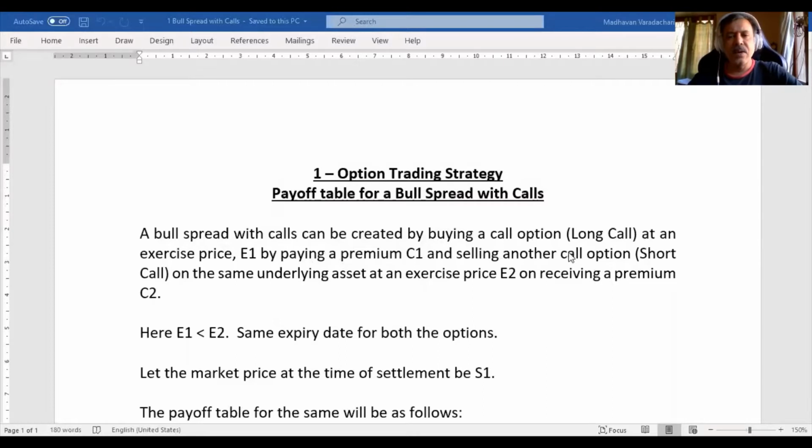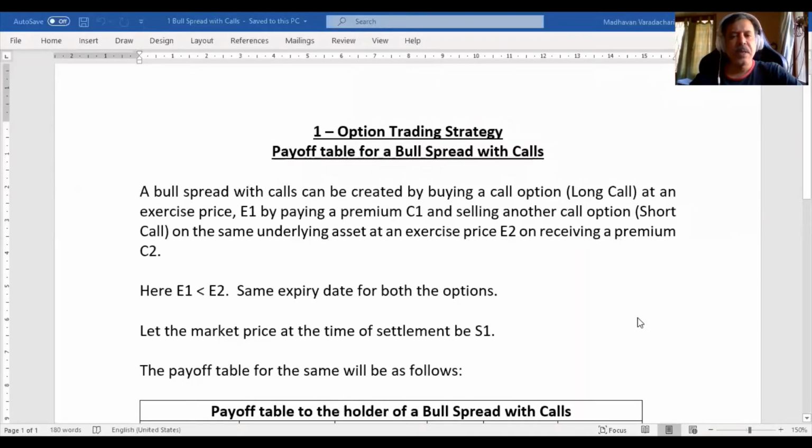And selling another call option, since it is selling, we call it a short call on the same underlying asset. This underlying asset can be stocks or any other commodity. At an exercise price E2, on receiving, since we are selling here, we are receiving the premium. Earlier we were buying, so we were paying the premium. So when you buy something, you pay. When you sell something, you receive the premium. Here exercise price 1, that is E1, is lesser than E2. And for both these options, the expiry date is the same.